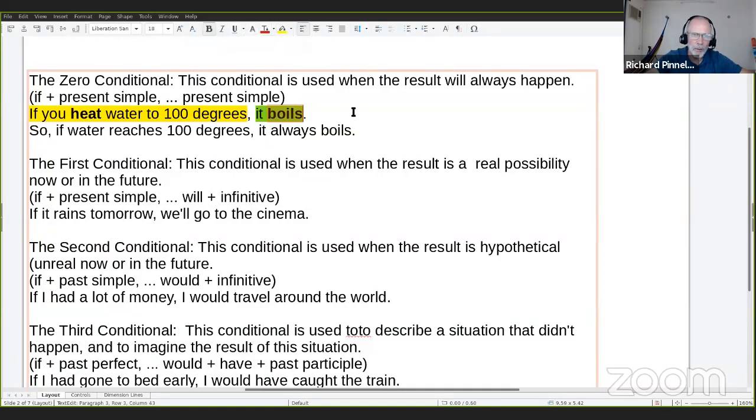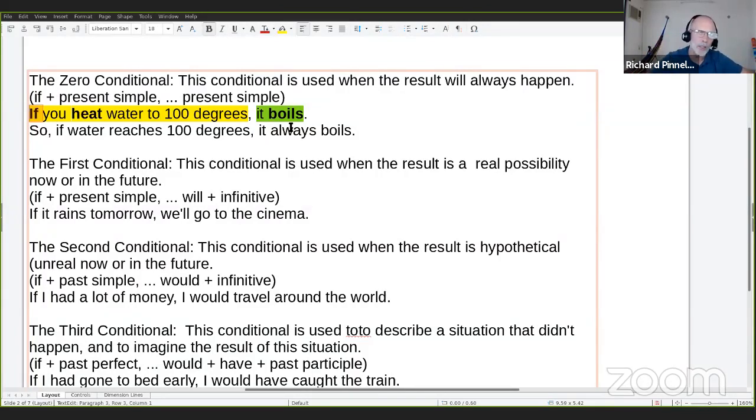Let's put that in bold. So we have two clauses. One clause is the main clause. The main clause begins with if and shows us this imaginary situation. If you heat water, it boils.